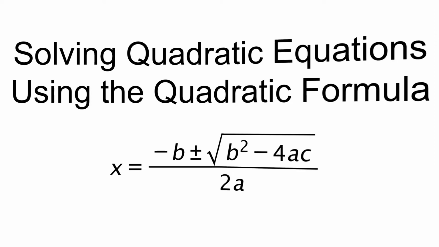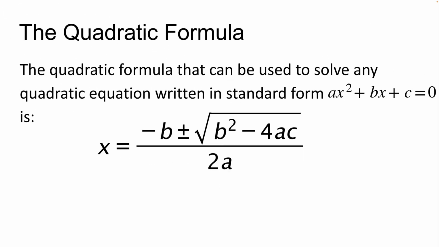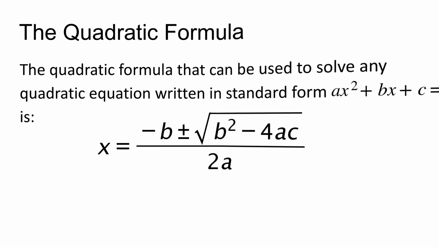Let's get started. The quadratic formula that can be used to solve any quadratic equation written in standard form, which is ax squared plus bx plus c equals 0, is x equals negative b plus or minus the square root of b squared minus 4ac all over 2a. This is where a, b, and c are the coefficients of x squared, x, and the constant term, respectively, from the standard form of the quadratic equation.